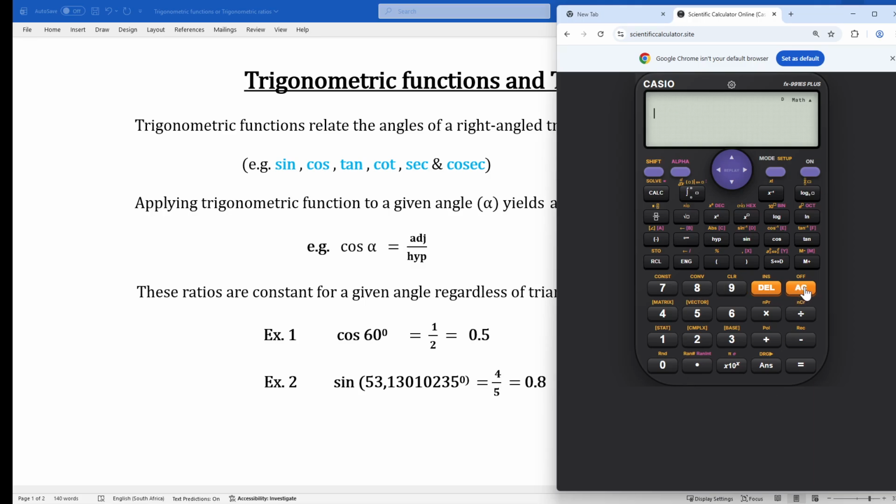The same can be applied to another angle, which is sine 65 degrees, and it will yield the decimal format. So these ratios will be helpful in the later lessons to be able to calculate the unknown sides.